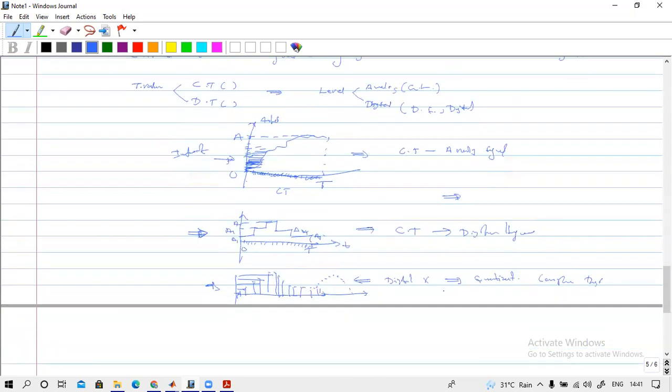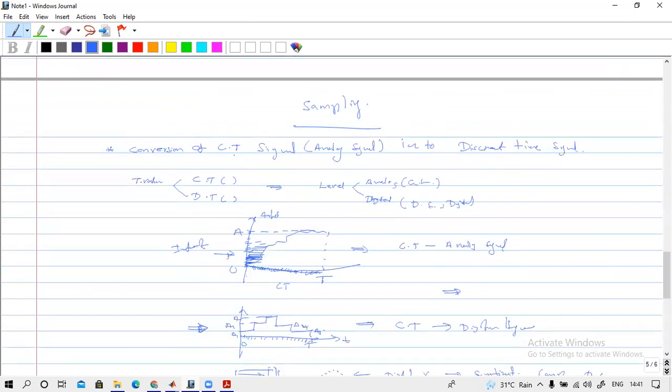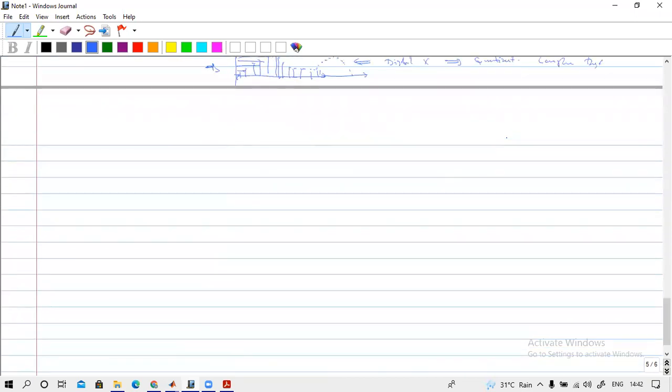Let's see what sampling is. Sampling is the conversion of a continuous time signal into a discrete time signal. So if we have a signal like this, you can see that this is a continuous signal. This is time, and this is the amplitude. So this is a continuous time signal.